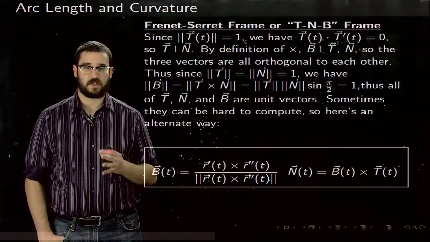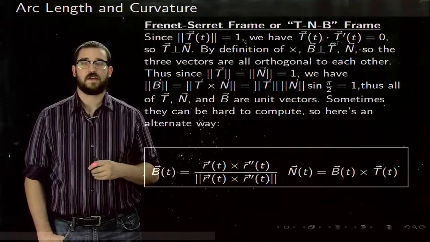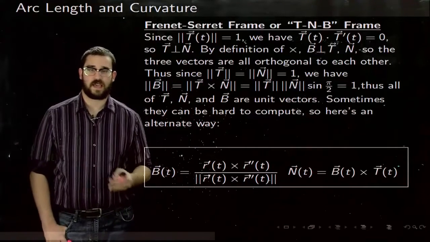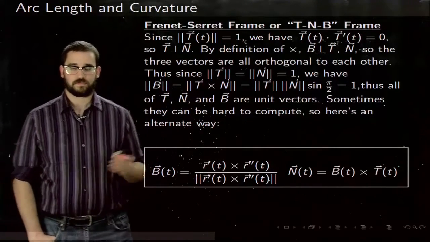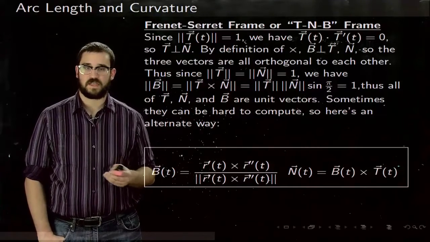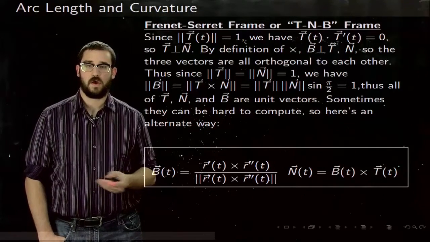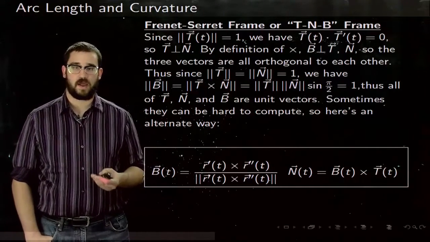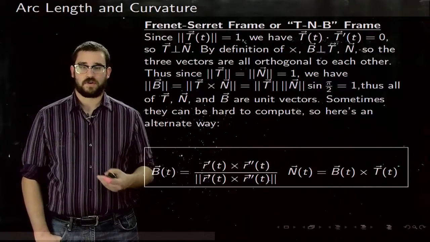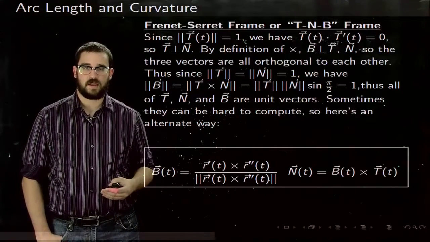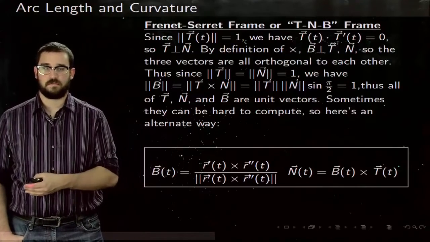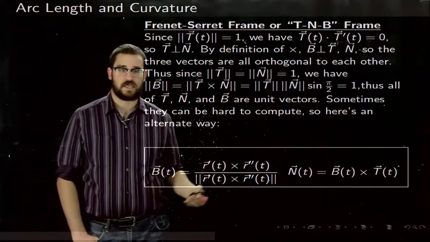Sometimes this kind of method can be hard to compute, so here's an alternative way to calculate B(t). It is r'(t) cross r''(t) over the magnitude of r'(t) cross r''(t), and N(t) would just be B(t) cross T(t).